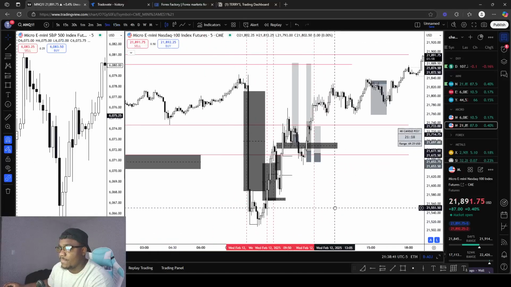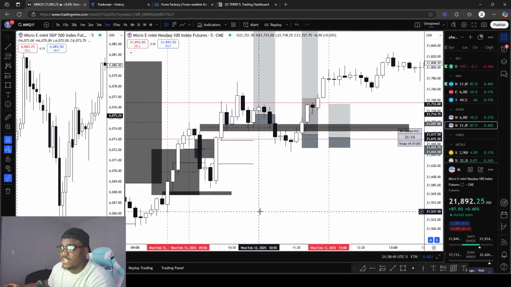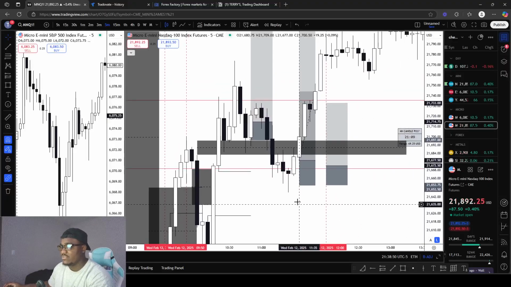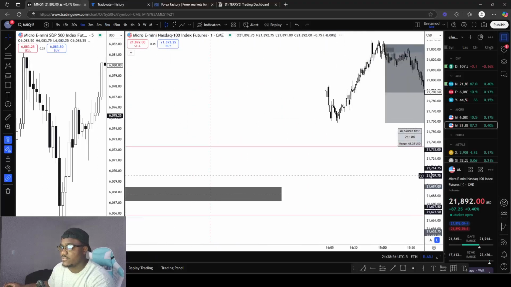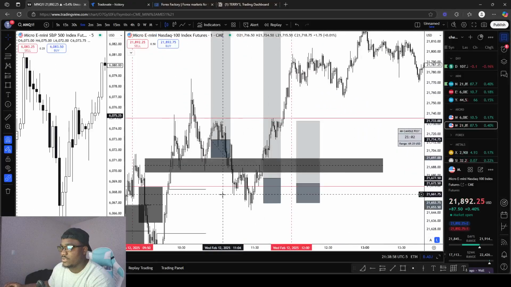So I had that. I got stopped out. And the loss was not even a big loss, honestly. It was a small loss, like $120 right here, a really small loss.